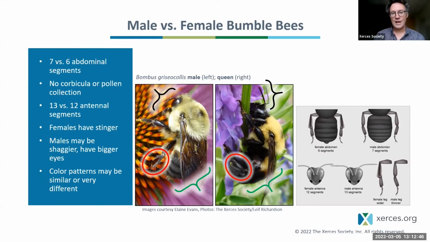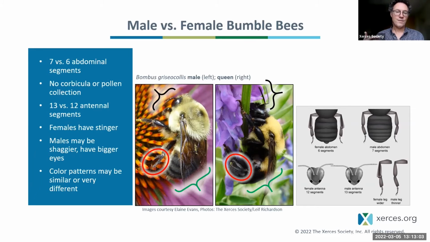Also, males, as I said, have 7 rather than 6 abdominal segments. And so that amounts to a longer looking abdomen in many cases. Also, the tip of the abdomen does not have a sting in the male. Males cannot sting you. They have no sting.